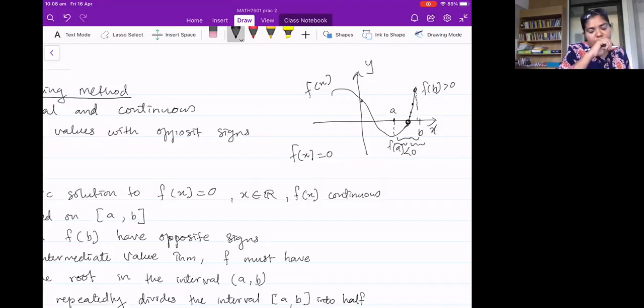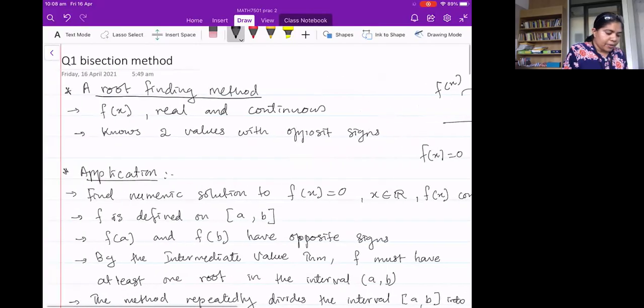Now for simple functions you can compute the solution easily, but for quite complex functions you might need to approximate it. So the idea is continuously bisecting, dividing the interval into half, and then moving along the curve to reach a point where there is an approximate solution.